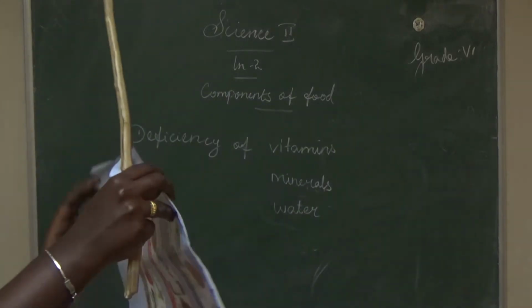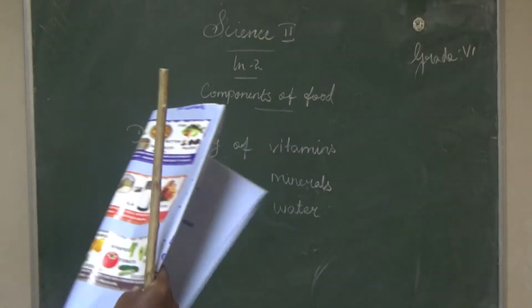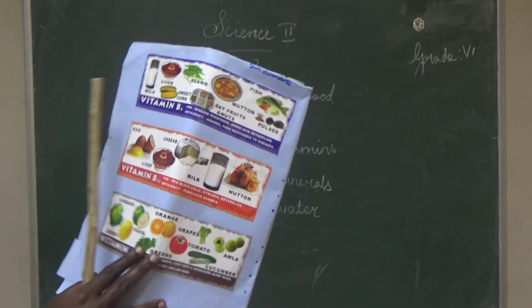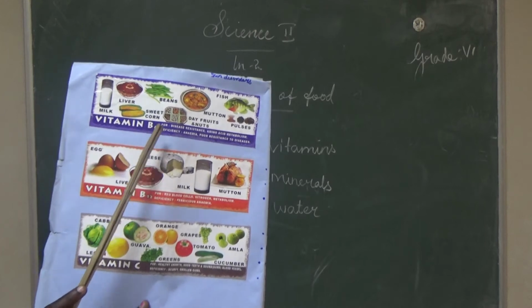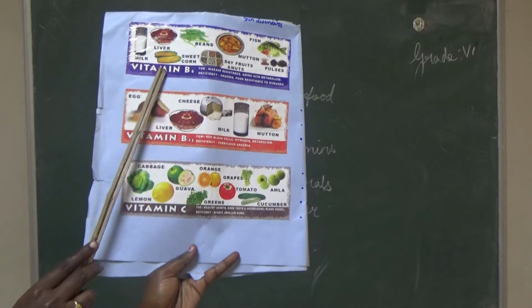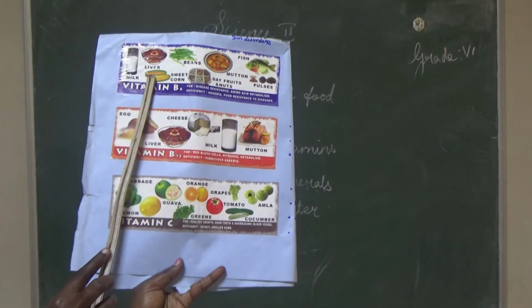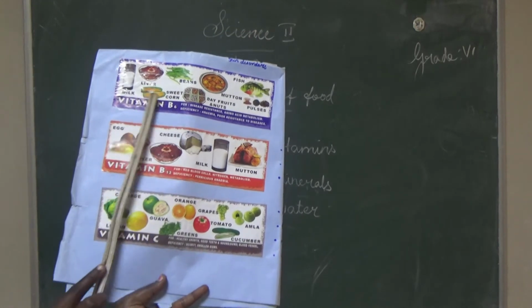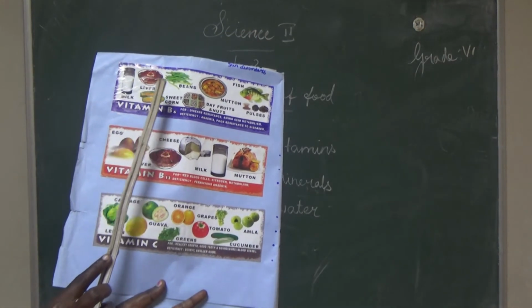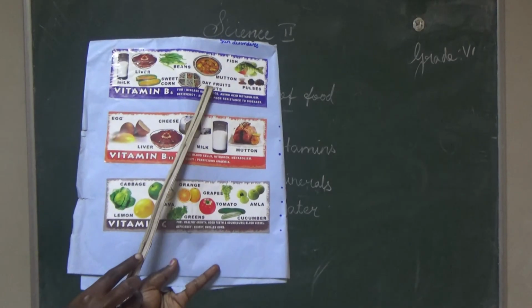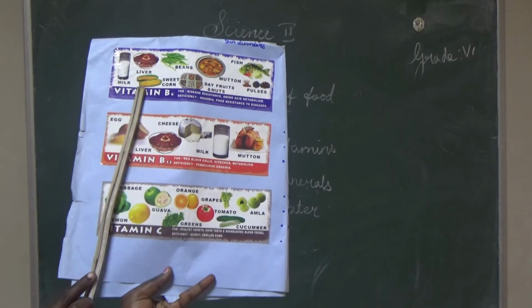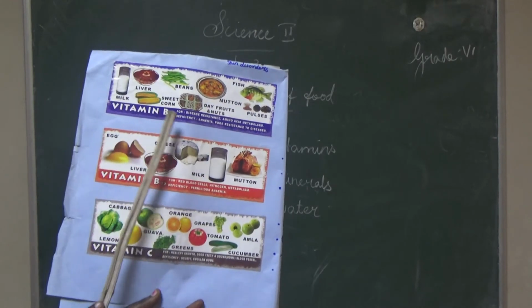Then next one, vitamin B6. What are the food sources containing vitamin B6? Liver, beans, fish, mutton, pulses, fruits, sweet corn and milk. These are some of the sources of vitamin B6.